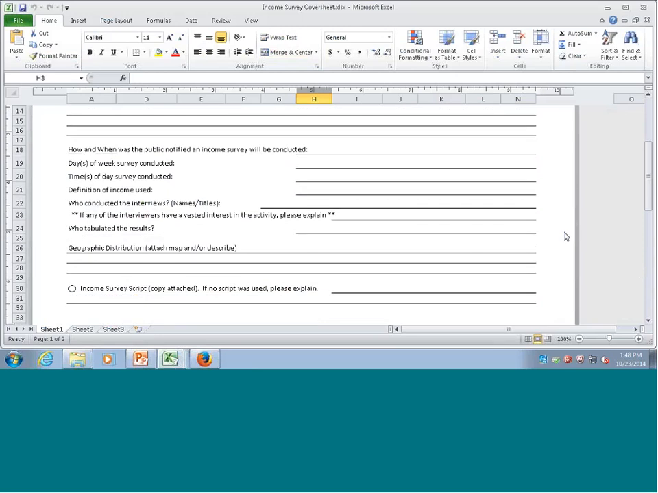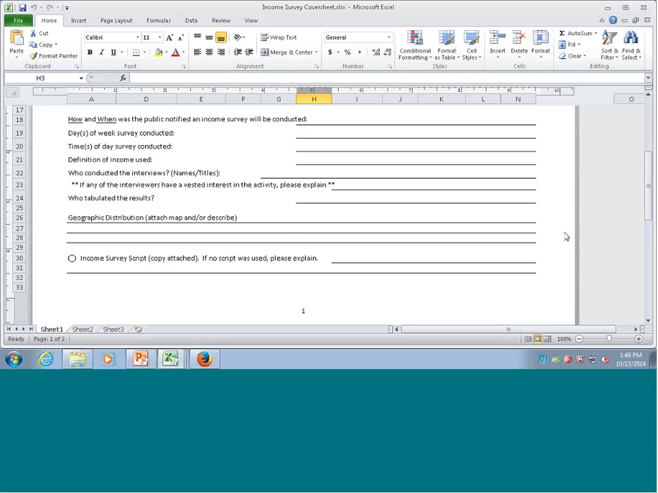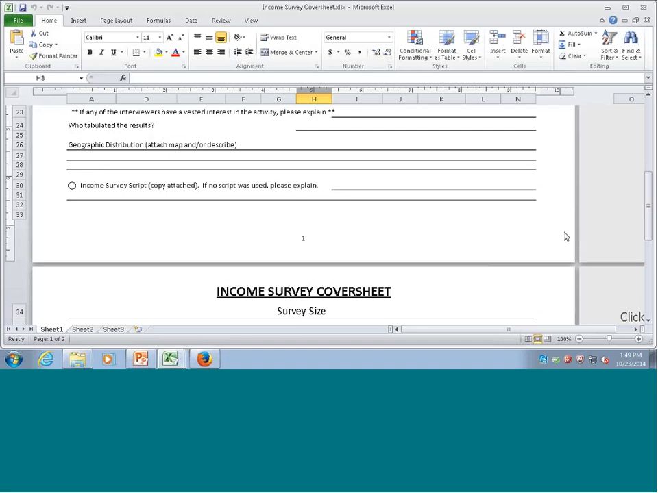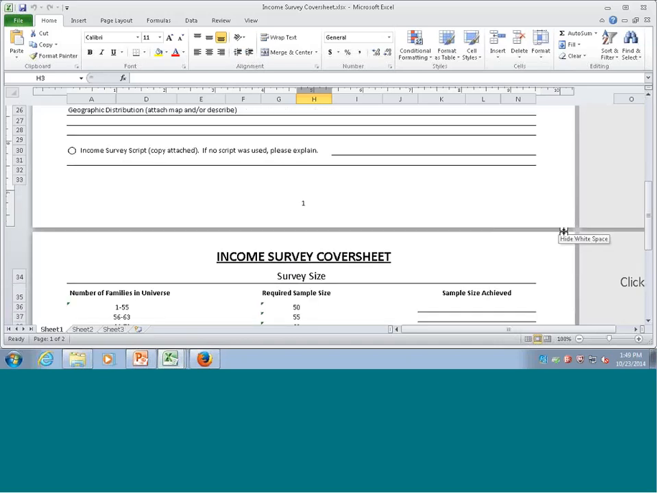It does talk about the people who are doing it. Do they have a vested interest in there? We will want to know the script that was used. If you did not use the script, why not? Because part of keeping the integrity in the survey results is having those interviewers say the same thing every time they approach a family, a household unit, to make sure that the same information is being provided.